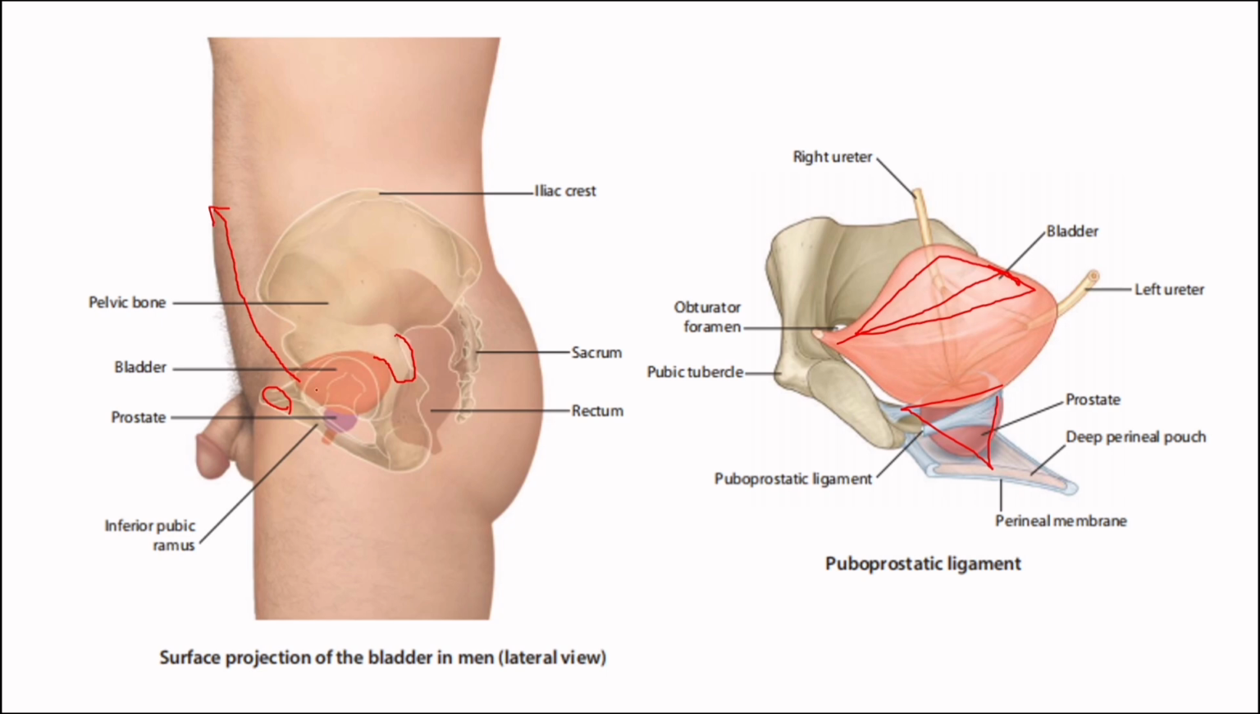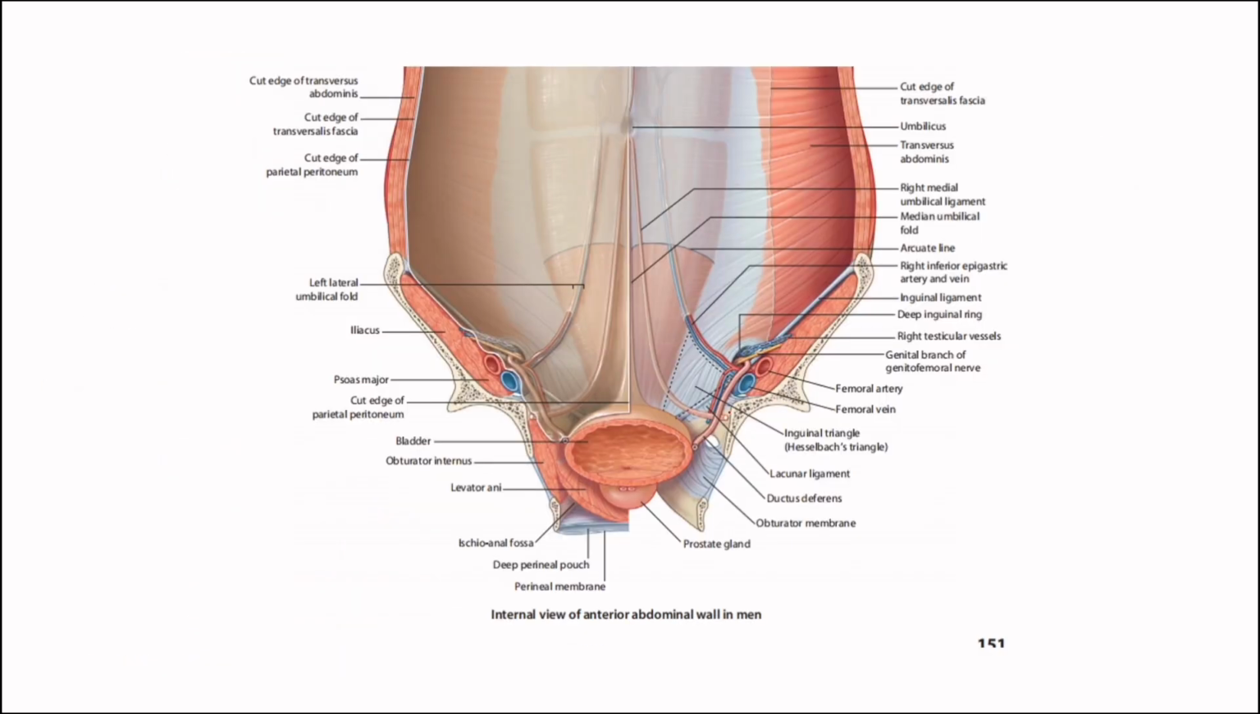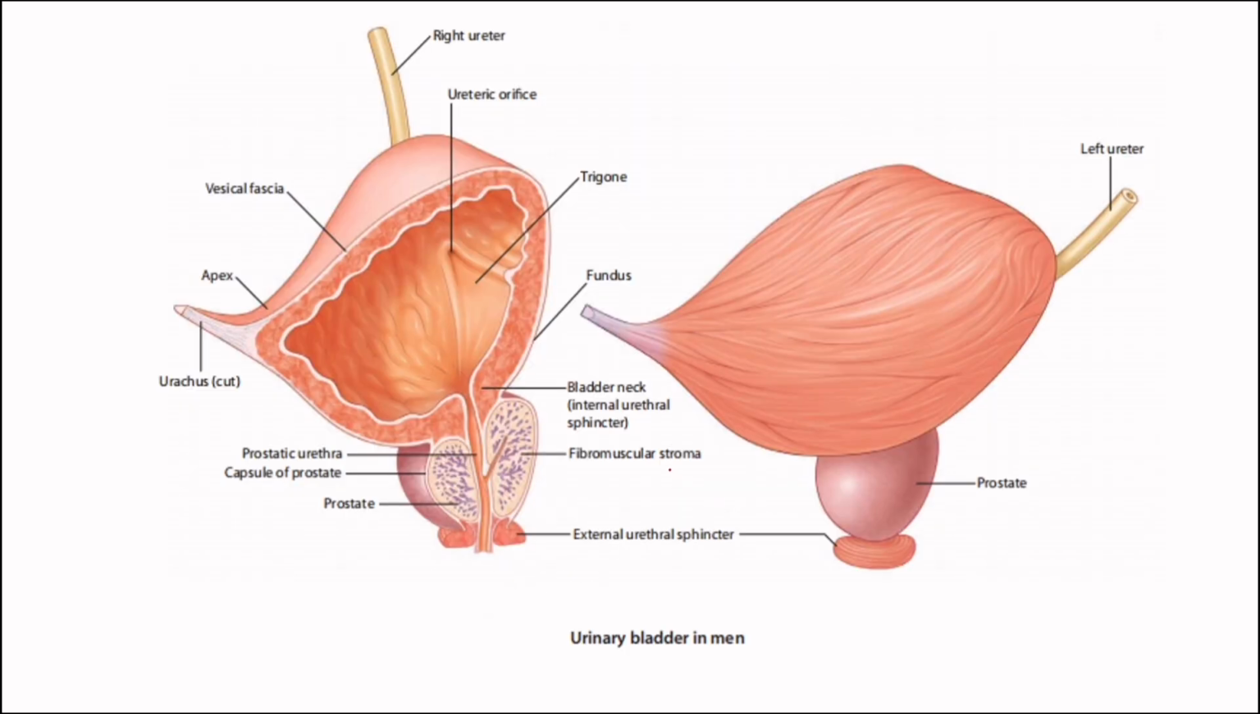The apex of the bladder is connected via a ligament called the median umbilical ligament, which is the remains of the obliterated urachus. It is called the median umbilical ligament or median umbilical fold. This is the bladder in males.